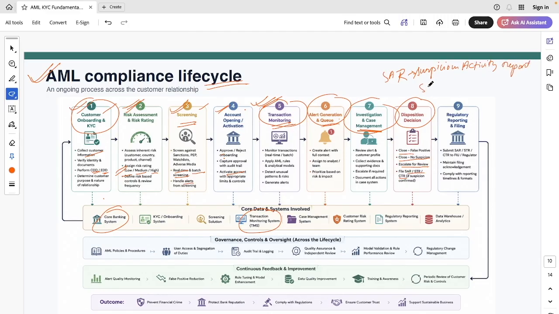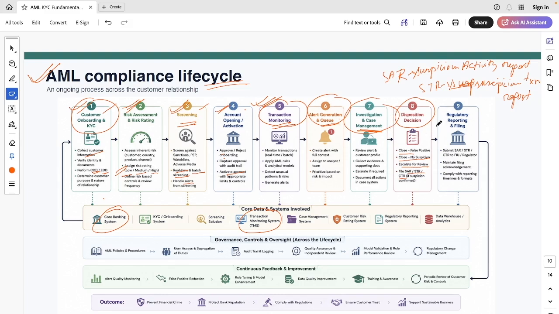STR basically means suspicious transaction report. So this is an important point. Not every alert becomes a regulatory report. Only cases that meet reporting criteria are filed.